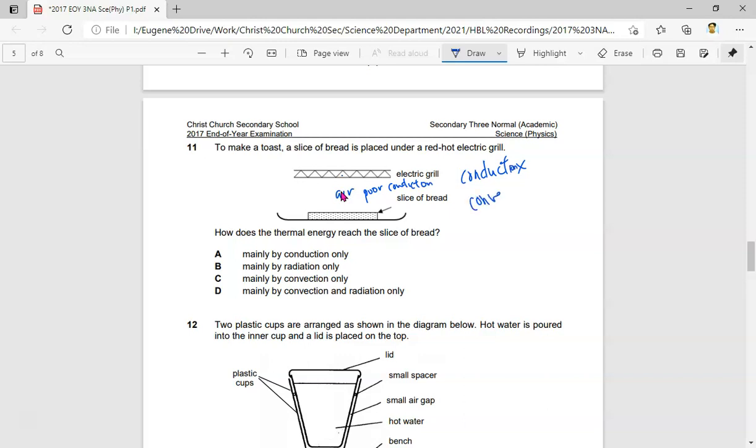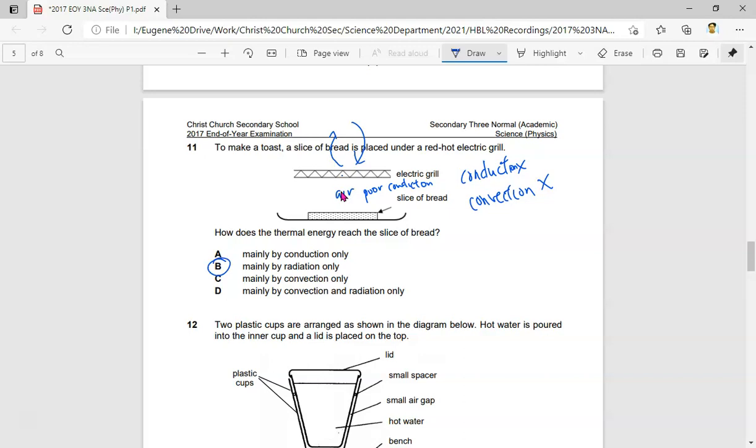How about convection? Would convection work? If the electric grill is hot, it will heat up the air, which will rise, and the cooler air on top will come down. So you cause the air on top to circulate and get heated up. The air at the bottom wouldn't be able to do something like this because hotter air generally will rise due to its lower density. So convection, nah. The only other way the thermal energy from the grill reaches the bread is really because of radiation.